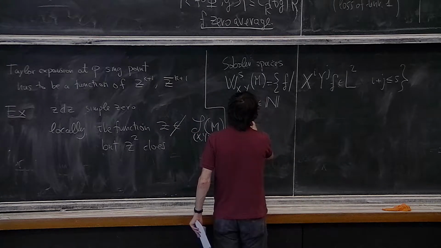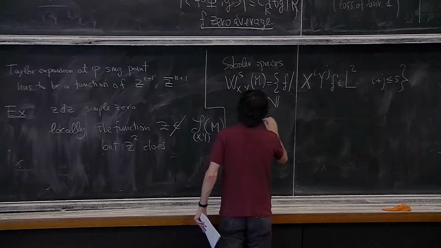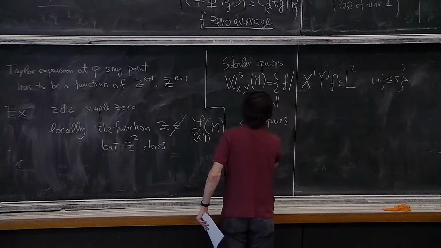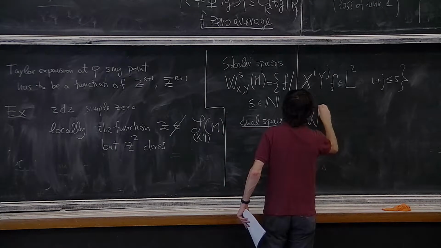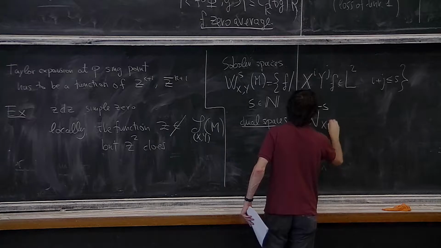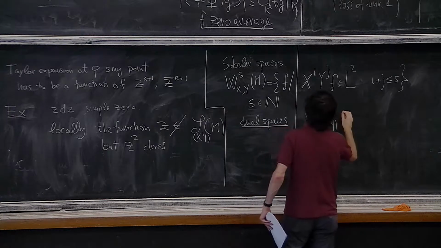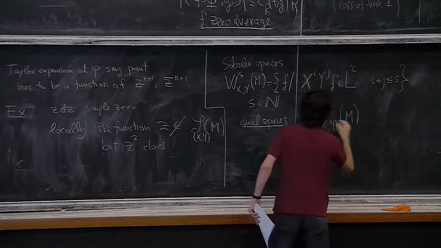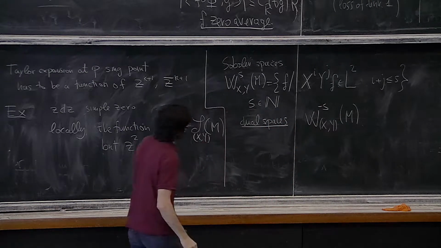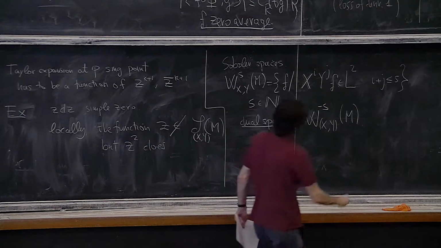And then there are the dual spaces, W^(-s). These are just the dual spaces of these spaces, and these are spaces of distributions.